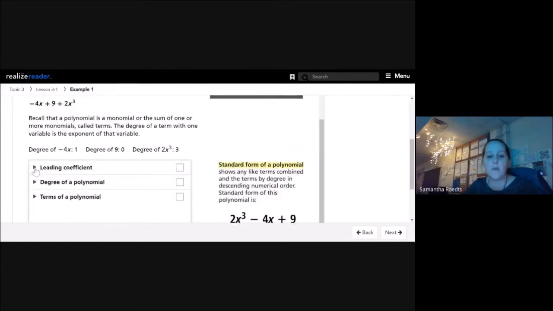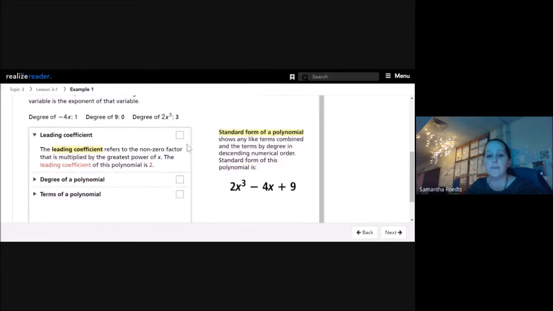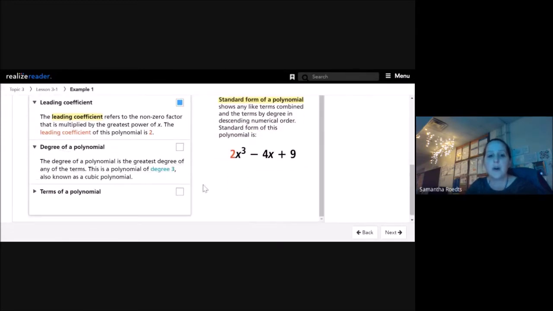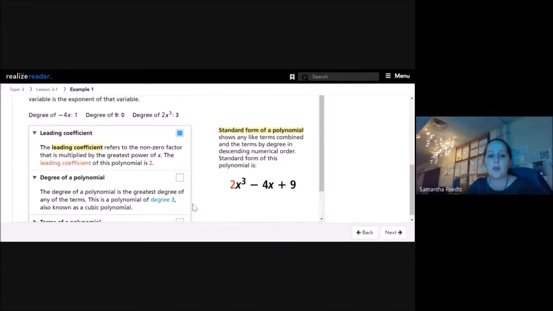So for the leading coefficient, the leading coefficient refers to the non-zero factor that is multiplied by the greatest power of x. So in this case, my greatest x value is x cubed. So it has to be 2. That's the leading coefficient. The degree of a polynomial is the greatest degree of any of the terms. This is a polynomial of degree 3, also known as a cubic polynomial.